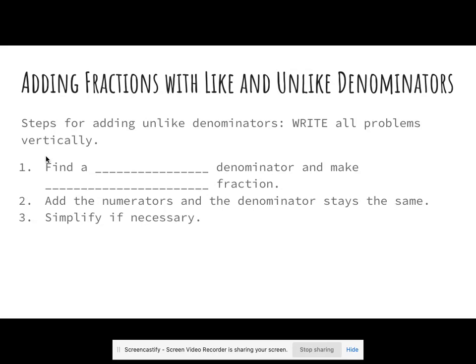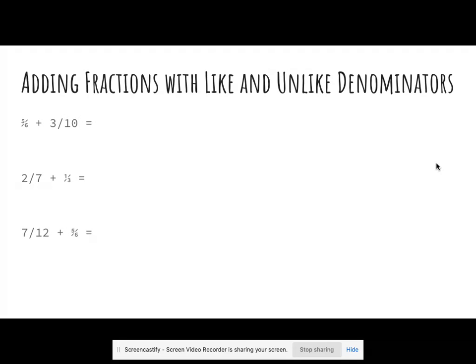So the steps for adding unlike denominators. Again, we're still going to write our problems vertically so they're easy to see. But you're going to find a common denominator and make equivalent fractions. All right, add the numerators and the denominator stays the same, and then simplify if necessary. So the big change here is we need to make sure we find a common denominator and then make equivalent fractions, which is important.